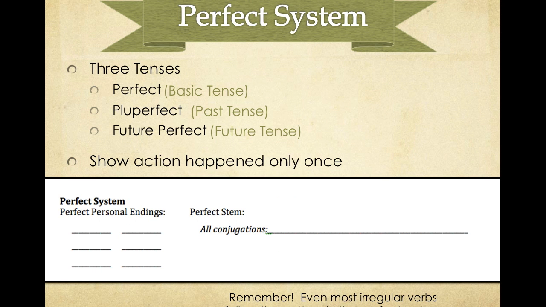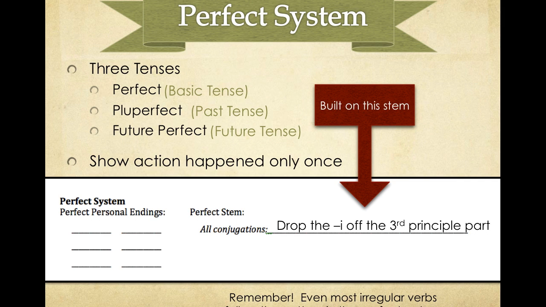Okay, now if you look at the next part of your packet, it says the perfect system. So the perfect system, like the present system, is just like all these verbs kind of follow the same patterns. It also has a basic tense, a past tense, and a future tense of the perfect, the pluperfect, and the future perfect. And the difference between them is that perfect tenses show that things happen once and then carry on. So instead of I was walking the dog in the imperfect, I walked the dog just once.